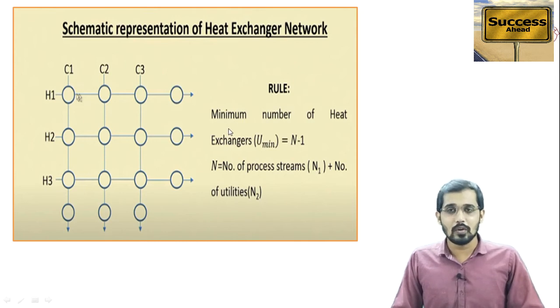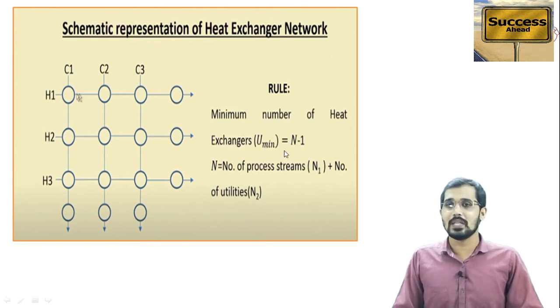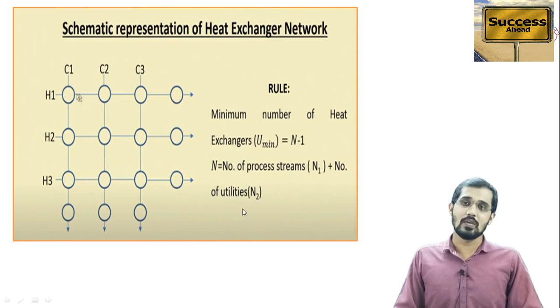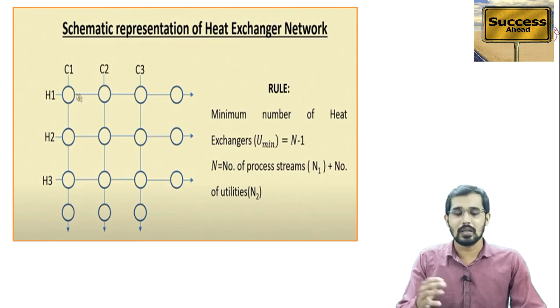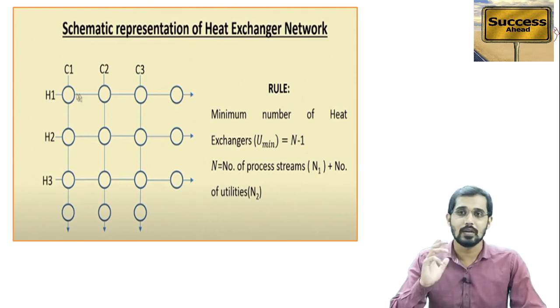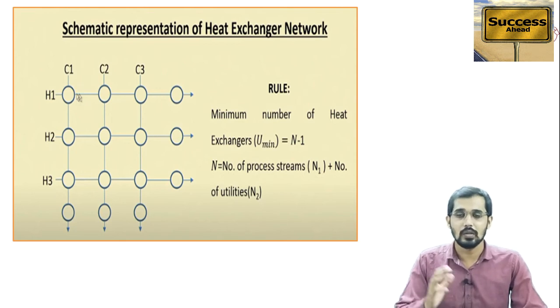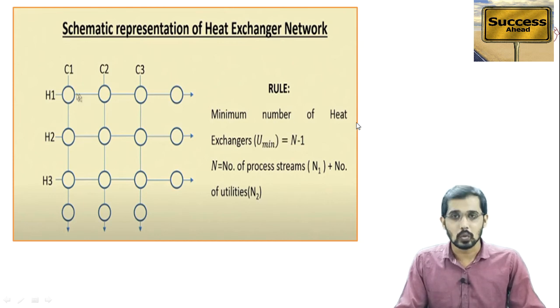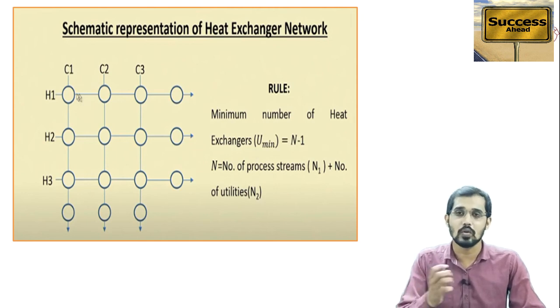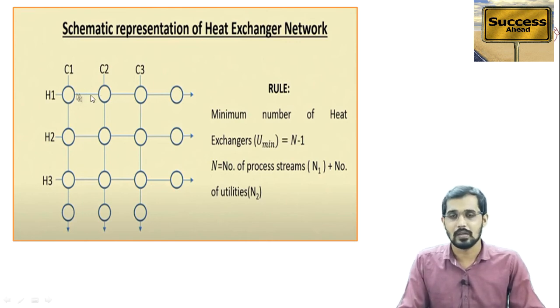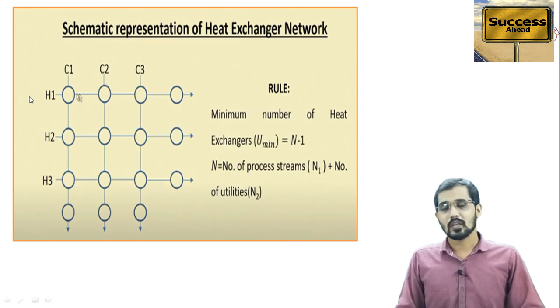So, how to calculate the minimum number of heat exchangers? That is the formula: U minimum is equal to n minus 1. This n is the number of process streams, n1, plus the number of process utilities, n2. These are the total number of streams, n. And n minus 1 is the minimum number of heat exchangers required. If you are going to work in the design field, and anyone asks you how many heat exchangers are required in this process, this is the rule for calculating that. But you should know how many process streams are available in that system: how many hot streams and how many cold streams. If you know these numbers, then you can calculate the minimum number of heat exchangers required. Otherwise, you cannot calculate it.